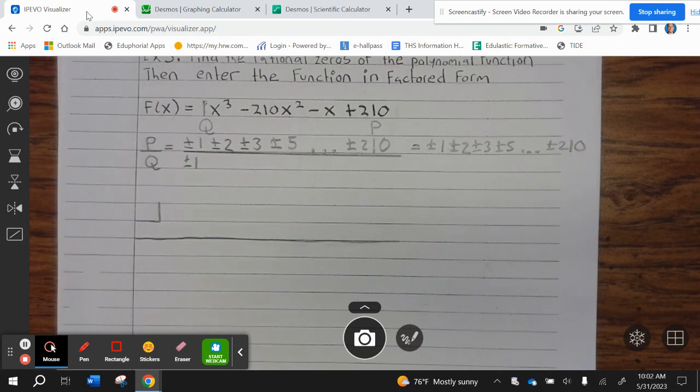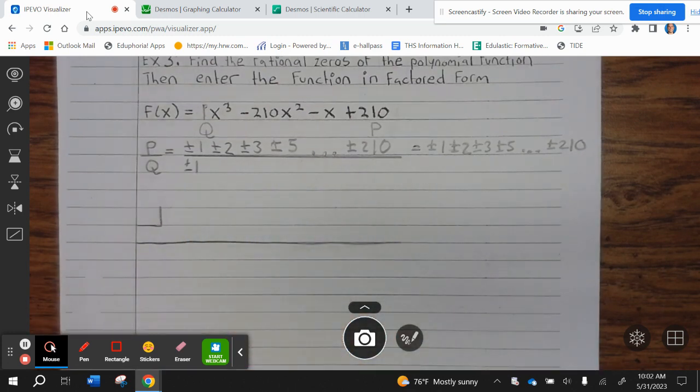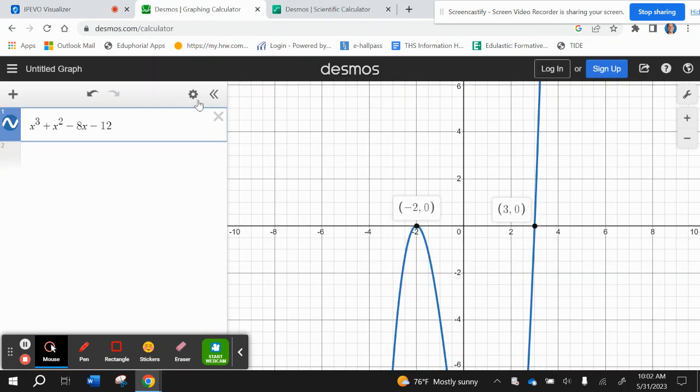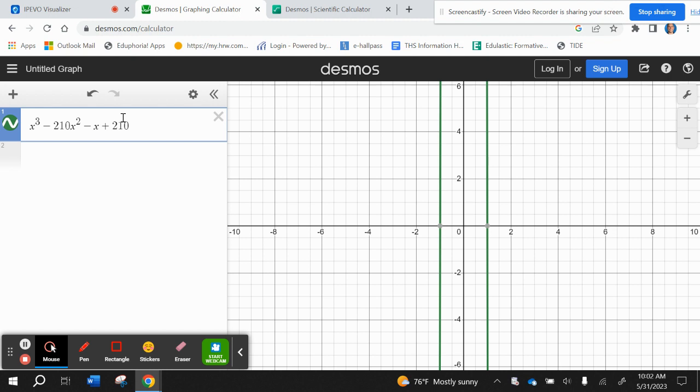Now, one of the things you can do to find the first factor is to graph, to find the number we want to start with, so we're not going through and trying all of these numbers. So let's go ahead and do that first. Let's graph x cubed minus 210x squared minus x plus 210.